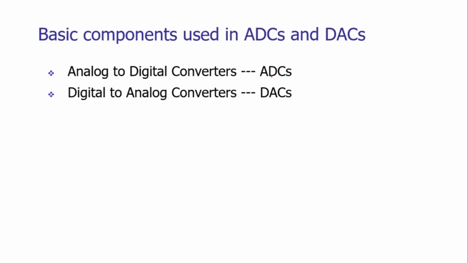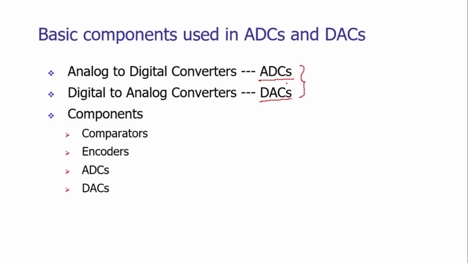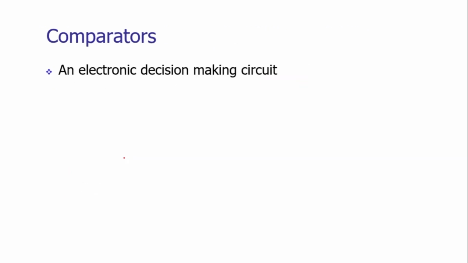So as I mentioned, the components are ADCs, that is analog to digital converters, and the DACs. The other components which are needed to build a DAC or ADC are comparators and encoders. Comparators and the encoders are needed to build the DACs and ADCs. Now let us see what is the meaning of a comparator.